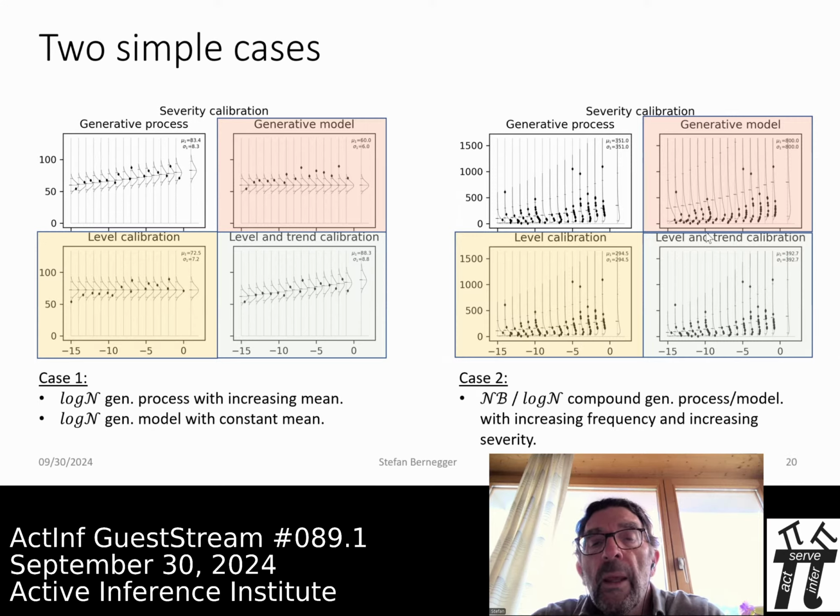Here is a second example, which is now a compound model. I take a negative binomial distribution to simulate the number of claims, and then the log normal distribution to simulate the severity of the claims. This is again shown here. With the same approach, you calibrate just the level, and then you calibrate the level and the trend, and you get pretty close to the initial model. So it's just a different process behind, but the principle is the same.